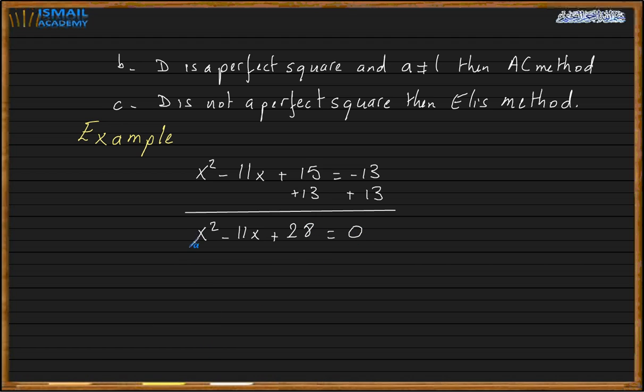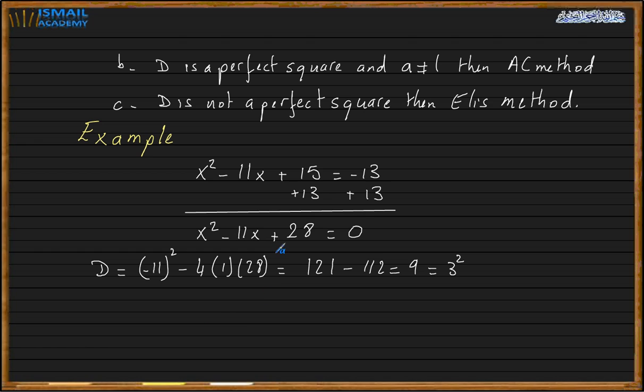Now, you see the leading coefficient here is 1. Let me see what's going to be my discriminant. So the discriminant is b squared minus 4 times 1 times 28, because a equals 1 here. So it's going to be 121 minus 112, which is 9. This is a perfect square. So a equals 1 and D is a perfect square, so I can use direct factoring.